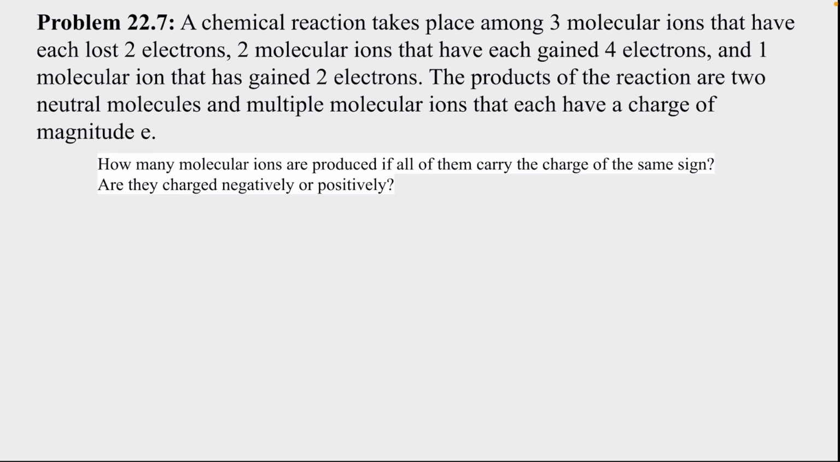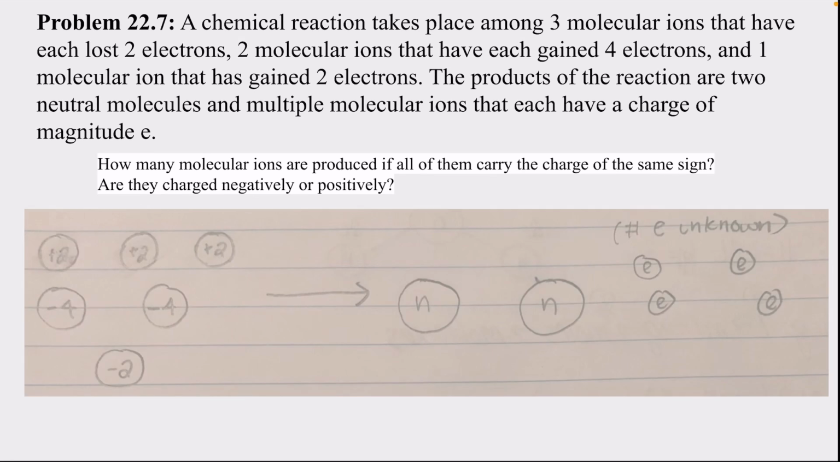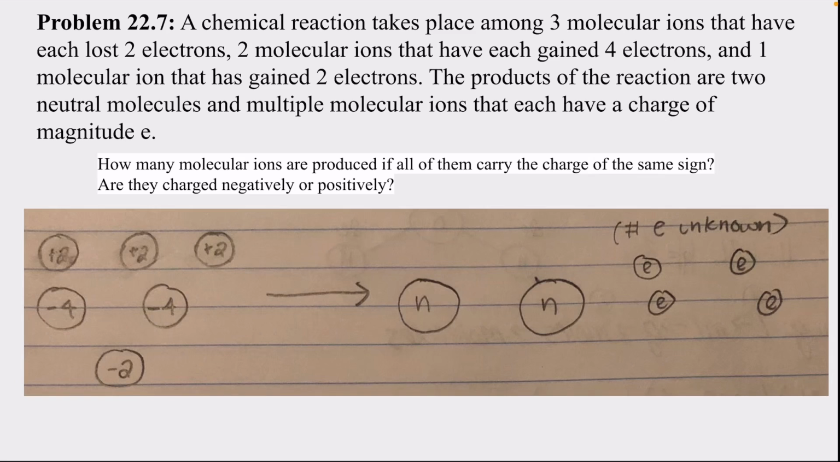So the first thing that I did here was essentially just draw a sketch of what this reaction looks like. So you can see we have three molecular ions that have each lost 2 electrons, which anytime you lose electrons, you're getting a net positive because you have more protons than electrons. And then we have 2 molecular ions that have each gained 4 electrons, which is opposite logic. If you've gained 4 electrons, that means you have gained a negative 4 charge on that ion.